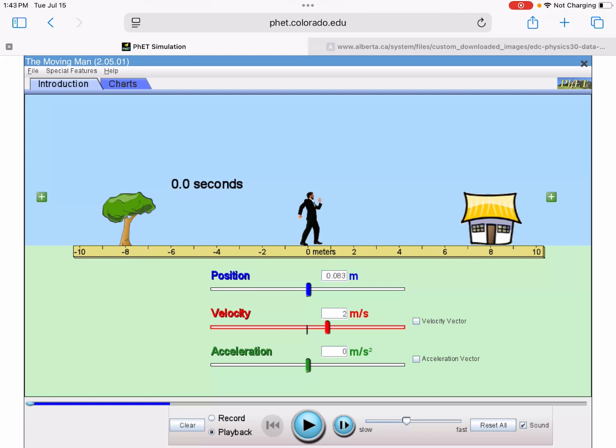So let's watch that. 2, 3, 4, 5 seconds, right? Again, he's gone 2 meters in 1 second, 4 meters, 6 meters, 8 meters, 10 meters, right? He's just traveling 2 meters each second. That's what it means to have an average speed of 2 meters per second.